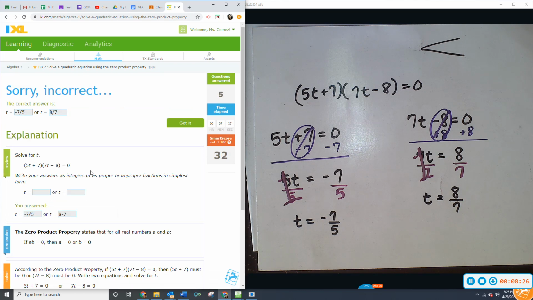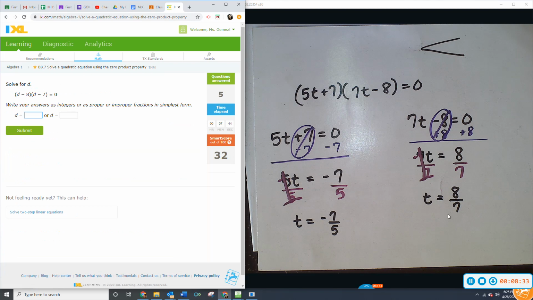Oops, dang it, I typed the wrong thing, so that's on me. Let me move on to the next one. I accidentally typed the wrong thing. So, 1 second. Actually, I'll just show you.